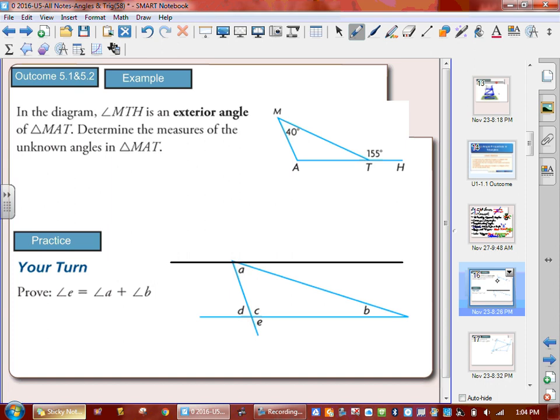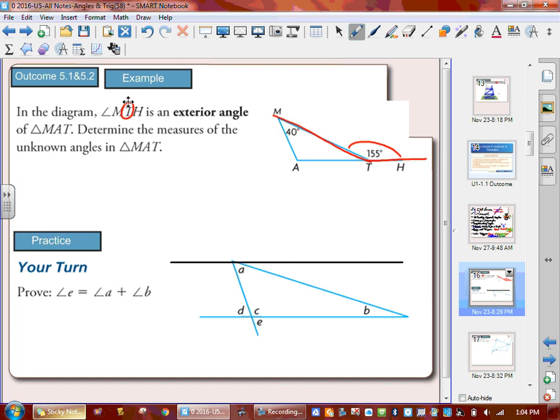So if I've got a diagram here, whenever they give me 3 letters, as we know, we're always looking at the one in the middle. So this is telling us to look at M to T to H. If I'm looking at M to T to H, they're asking about that angle. They're saying it's an exterior angle of triangle MAT. Now it wants us to determine the angles of the triangle MAT.